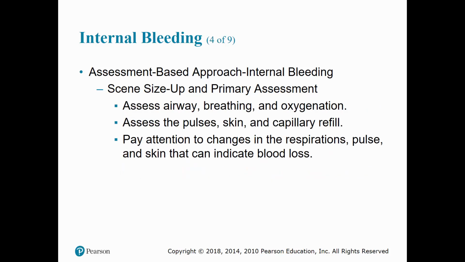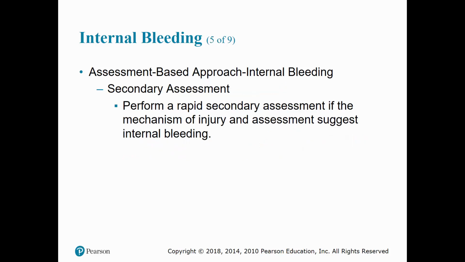Support any lost functions of the airway, breathing, or ventilations. Make sure that you assess the pulses and look at skin and capillary refill. If the potential MOI and your general impression of the patient suggest internal bleeding, proceed to your rapid secondary assessment following your primary assessment. If there is evidence of contusions, abrasions, deformity, impact marks, swelling, or other trauma, treat the patient for internal bleeding. This is a priority patient, so you want to prepare for immediate transport after the rapid secondary assessment and initial emergency care.